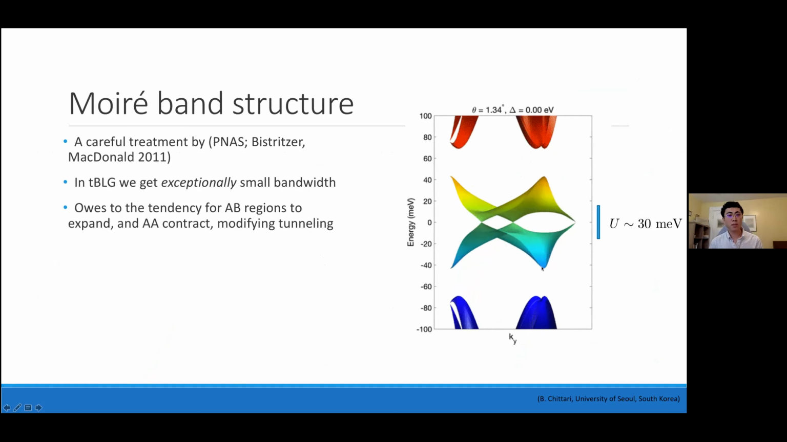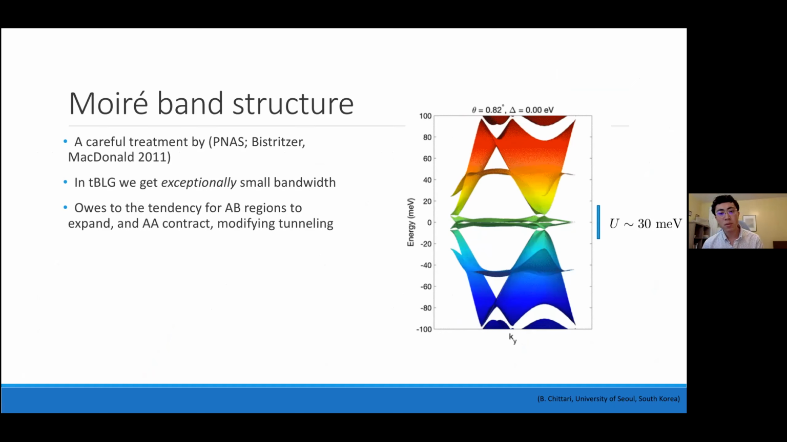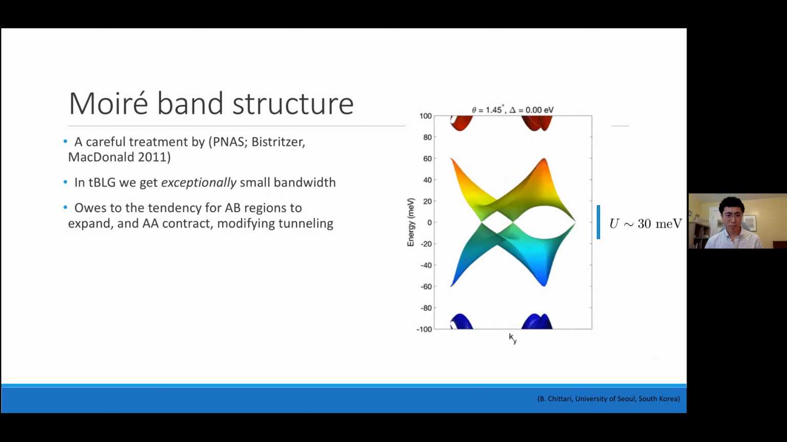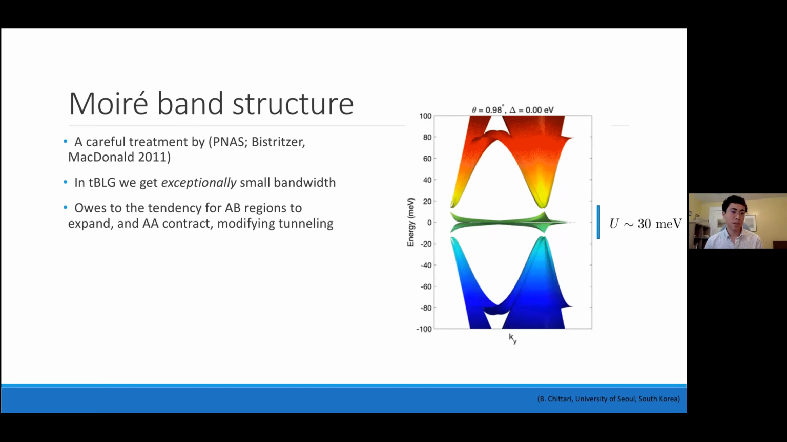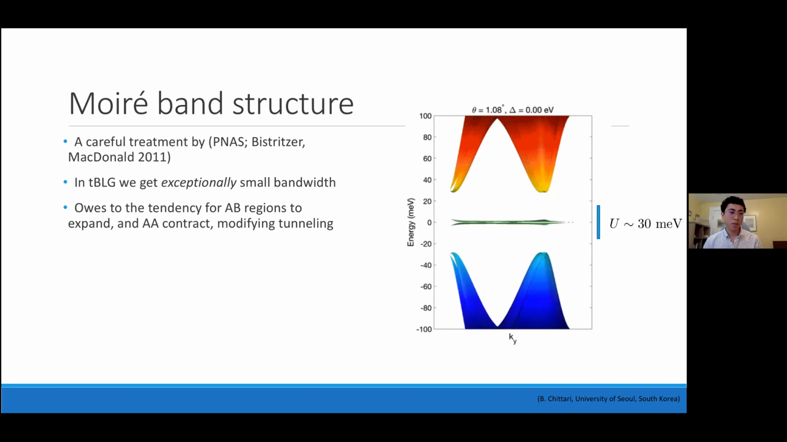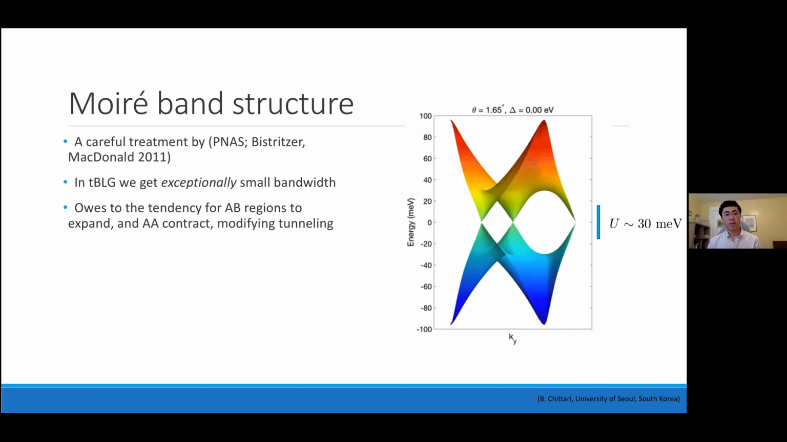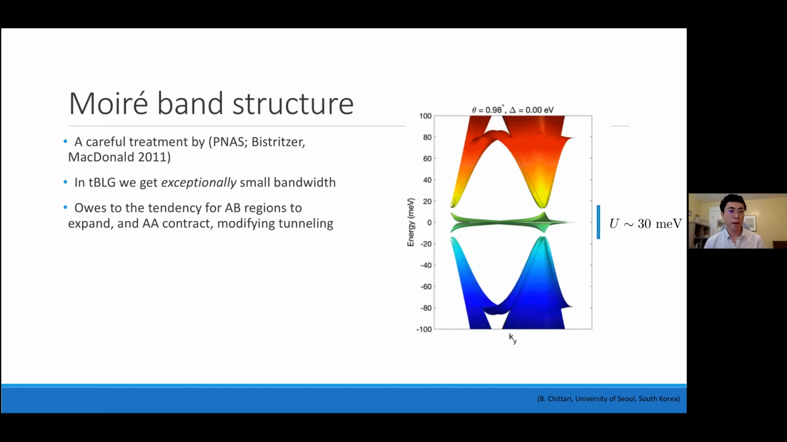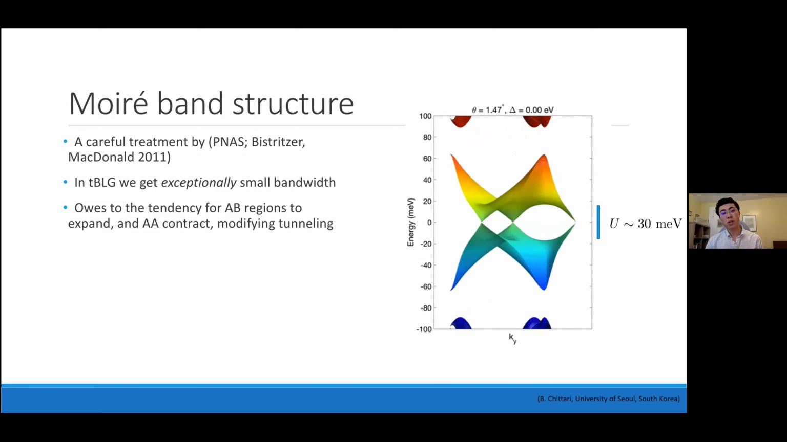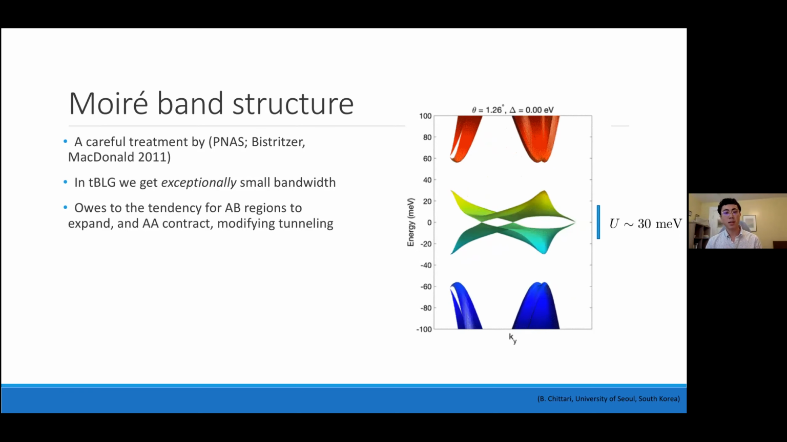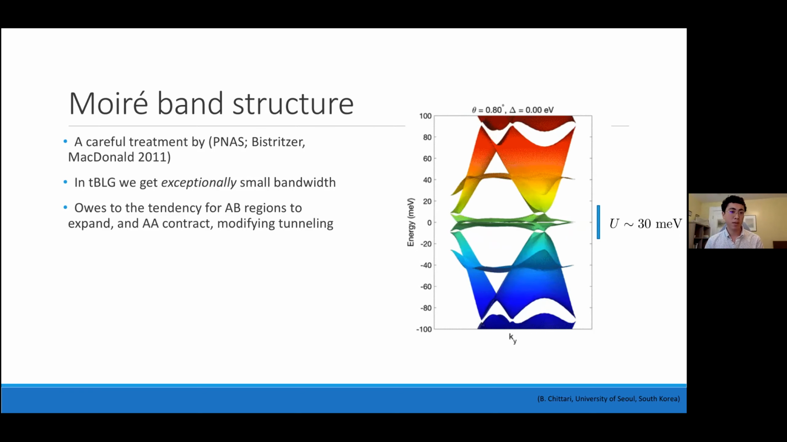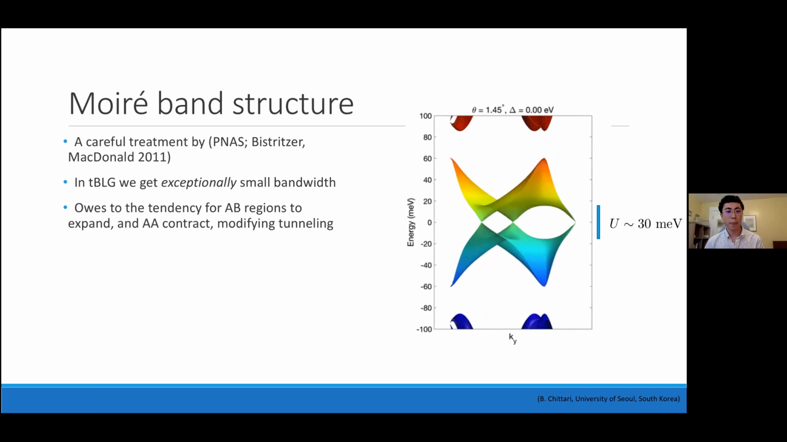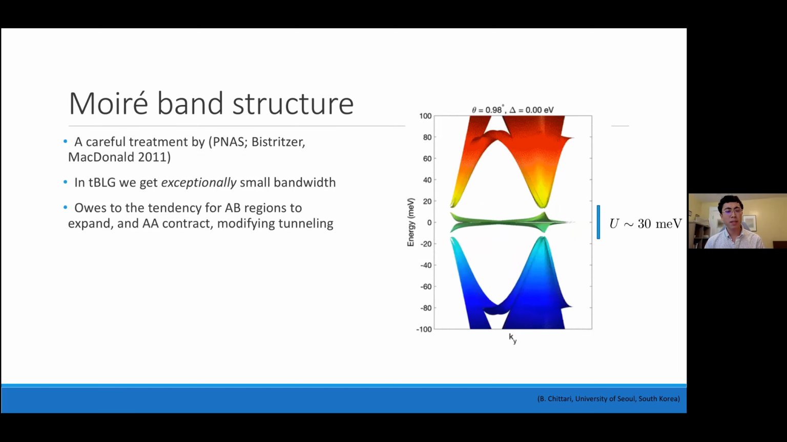Now, I was playing a bit fast and loose before. This whole story of a Moiré potential isn't quite sufficient. It actually requires, in the case of graphene, some special features. Intuitively speaking, these have to do with the tendency for the AB regions, the dark regions of the Moiré pattern, to expand, being more energetically preferable locally compared to the AA regions. And so this leads to some variation in the tunneling, depending on whether you're tunneling in one of these AB superlattice regions versus AA. But it's a complicated story and we don't need to get into it.